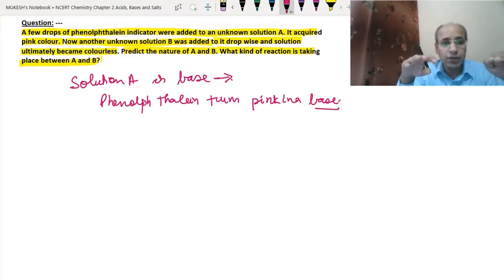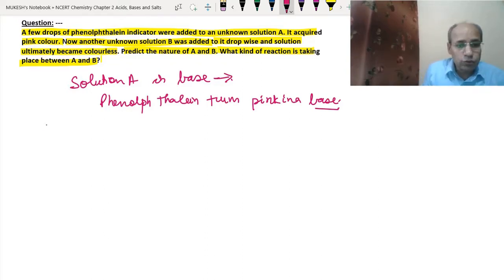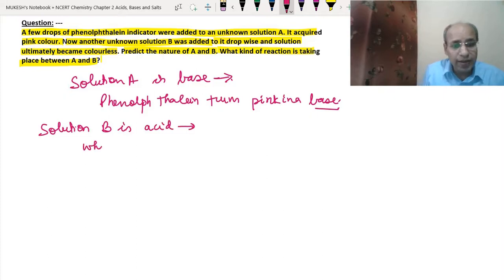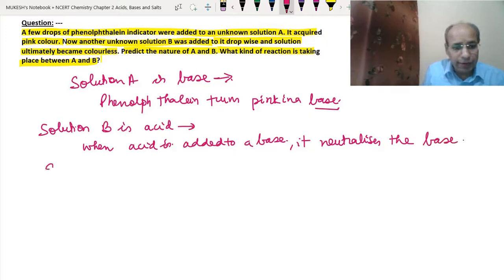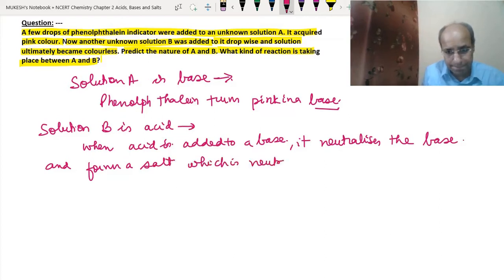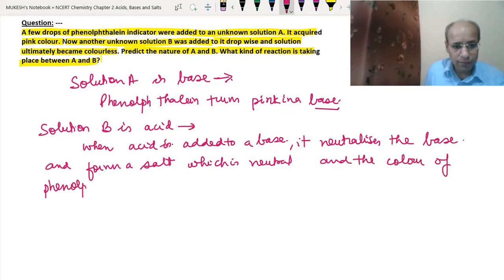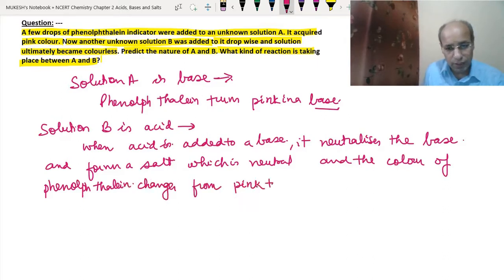So we can say that the unknown solution B is acid. Reason: when acid is added to a base, it neutralizes the base and forms a salt which is neutral, and the color of phenolphthalein changes from pink to colorless. So this is the answer we can get to this question.